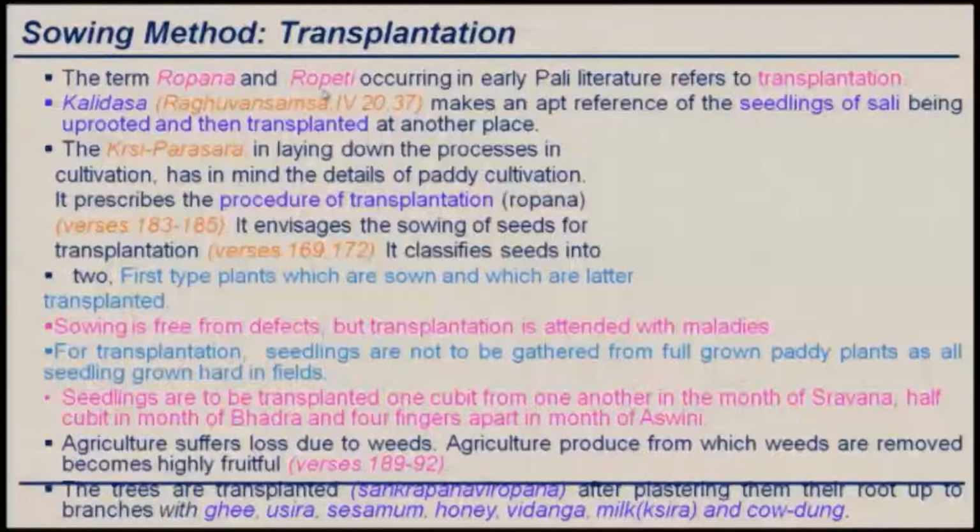Okay. So, therefore, whether it is right or wrong, one has to see and change accordingly, because always, as I told, for cultivation 3 things a farmer should know: soil, season and seed, right. So, these 3 S are important. Therefore, season also is important. And as I told, there is a sowing method, and another one is transplantation, and the terms ropana and ropeti occur in early Pali literature. You might be aware that in the Pali language most of the Buddhist texts are written, right, and it refers to transplantation. And Kalidasa, which you might be knowing, is a famous poet, and his Raghuvamsa makes an apt reference to the seedling of sali being uprooted and then transplanted at another place.